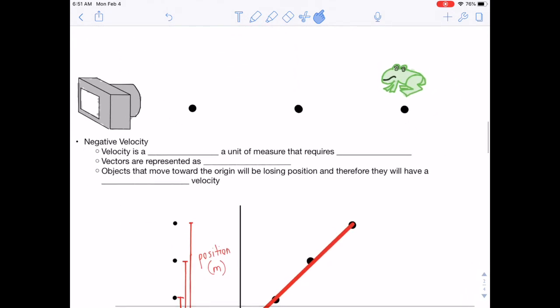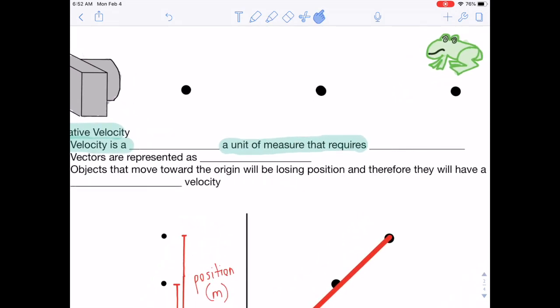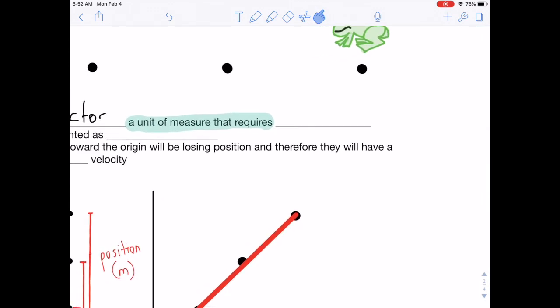Now, let's think about something a little more complicated, but it's not so bad. Negative velocity. Velocity is a vector, a unit of measurement, that should say measurement, that requires direction. So if you have a velocity, that means you have an amount of your velocity or a magnitude, and it also means that you have a direction.